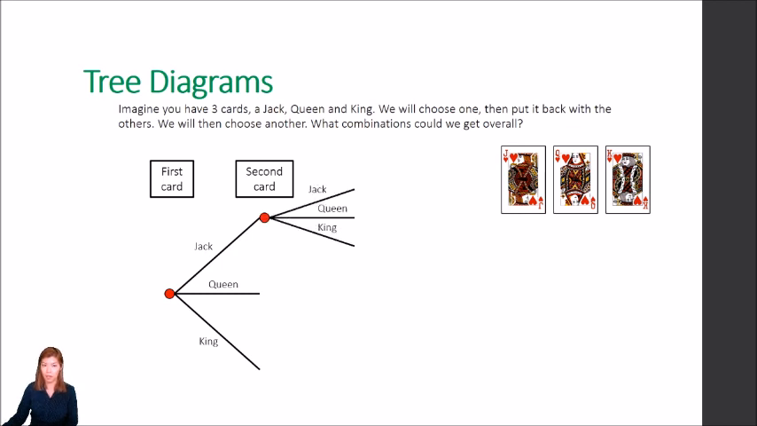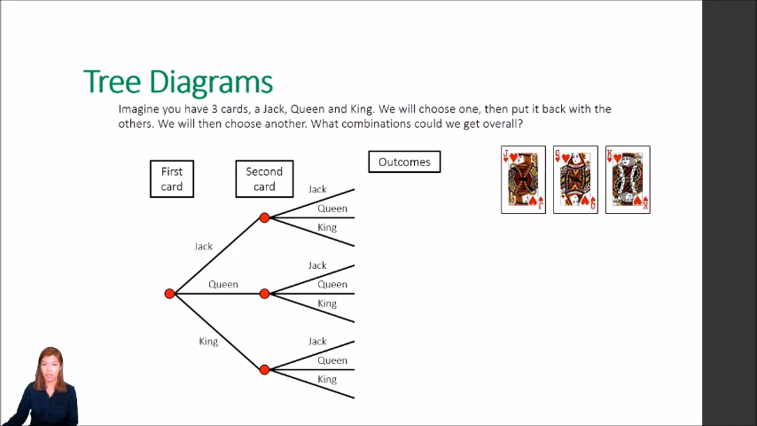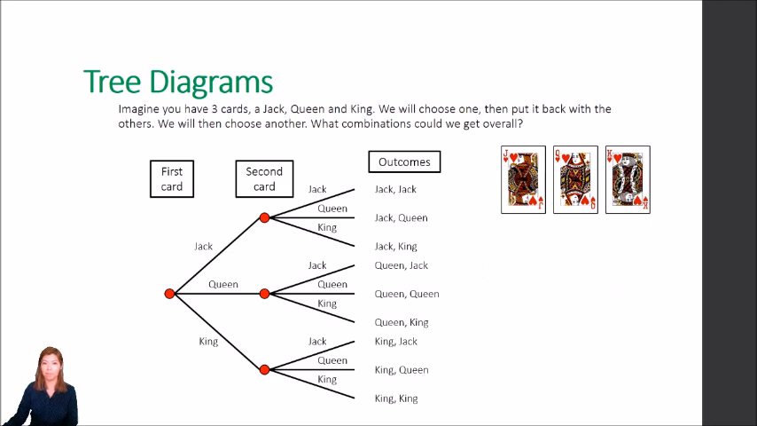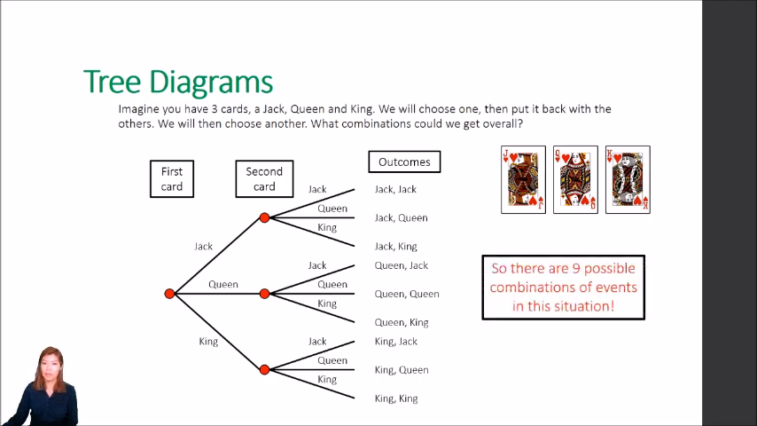If I pick the Queen, what happens in my second card? I could do the same. And I can do the same for the third card. So how many different combinations am I going to get? These are the outcomes. So I can have Jack, Jack, Jack, Queen, etc., all the combinations. So it's like following the trail of the tree diagram. So there are 9 possible combinations of events in this situation.